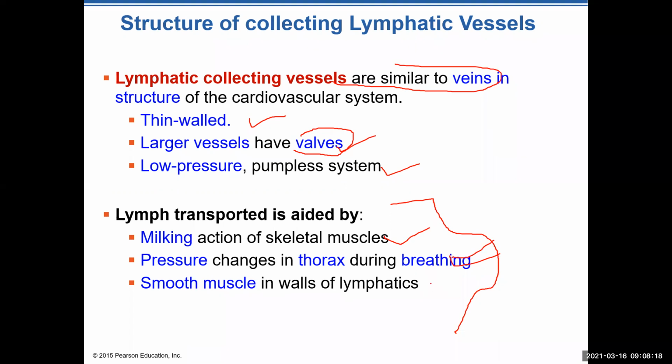We also spoke about how contraction of the smooth muscles in the veins, vasoconstriction and vasodilation, is important. Even these lymphatic vessels are provided with smooth muscles, so they also show vasoconstriction and vasodilation, especially vasoconstriction. That also helps in the transportation of the lymph.